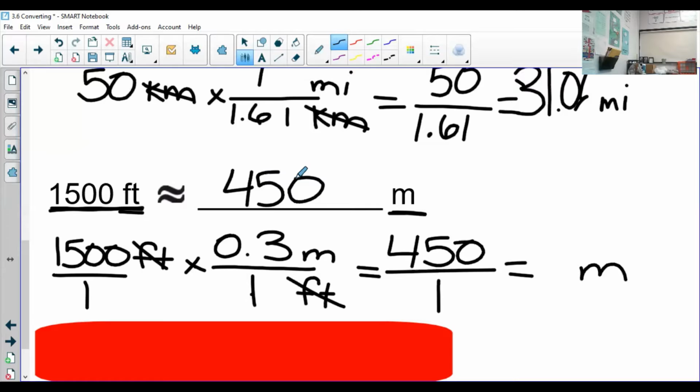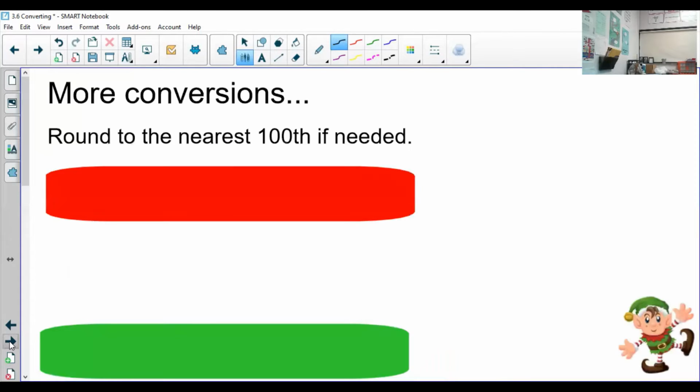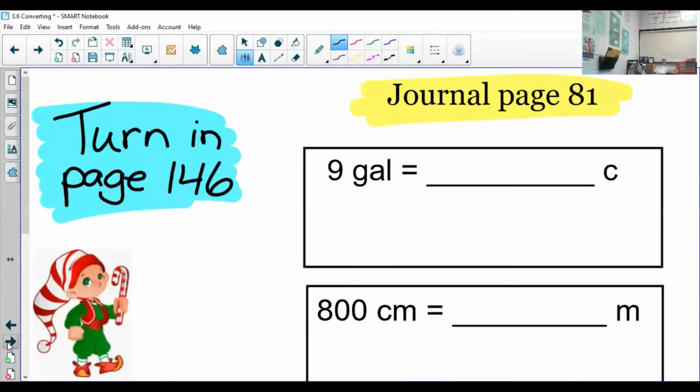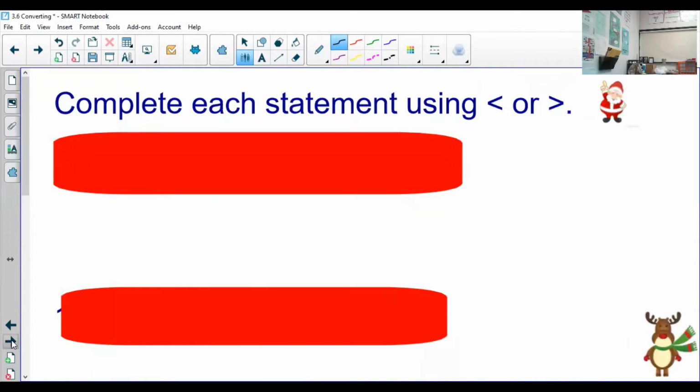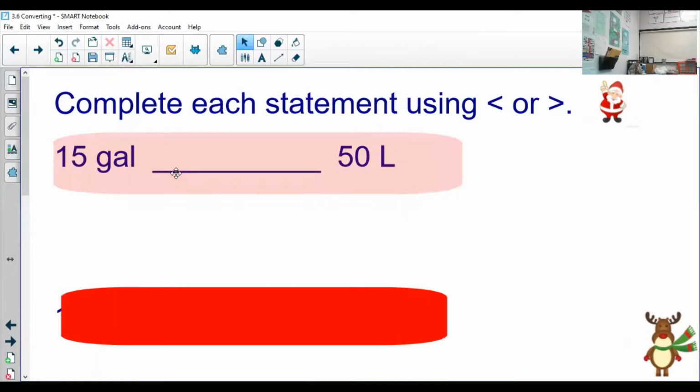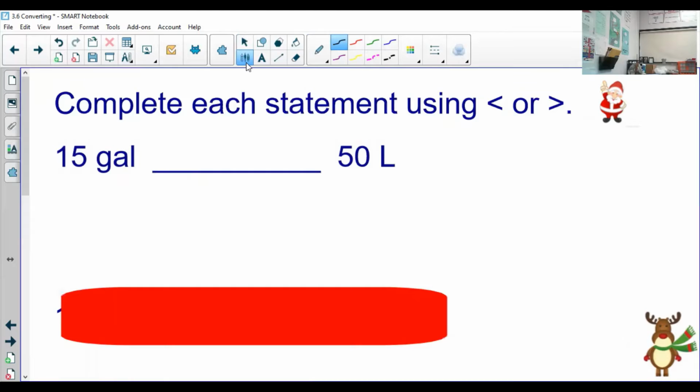Okay, now that you've gotten that review, let's look at a little bit of a different type of problem right here. All right, so it says to complete each statement using less than or greater than. So here we have 15 gallons and 50 liters. Which one's going to be bigger? Well, in order to compare, we're gonna have to get these to the same unit, right? You can't compare gallons to liters, they're not even the same thing. So it doesn't matter, you pick whichever one you want, okay? I'm just gonna pick the liters so I have more room to work over here.